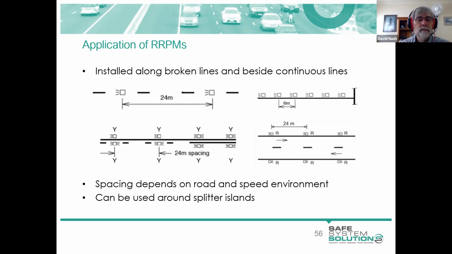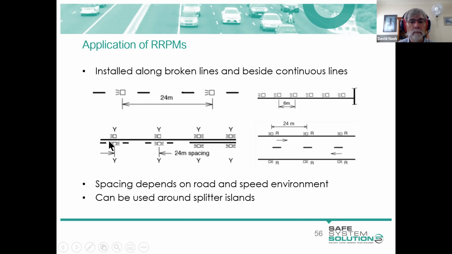The standard location for RRPMs is in the middle of every second gap. So on a lane line or a dividing line, which has got a 3-9 pattern, then it's midway within the 9-metre gap along the line. So it's every 24 metres along the road. On continuous lines, however, the spacing is generally as close as 6 metres. And this is the way they'd be laid out on a one-way dividing line or a double dividing line.